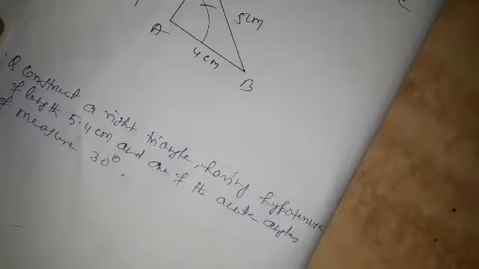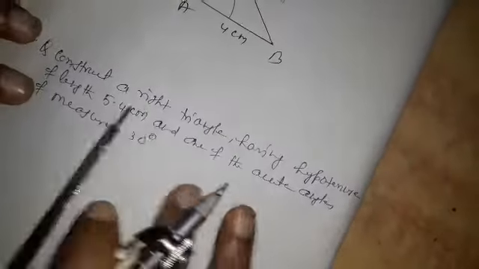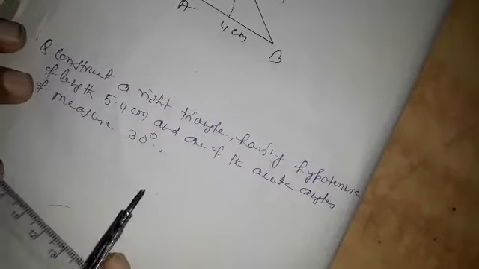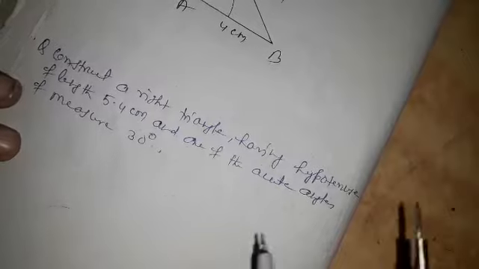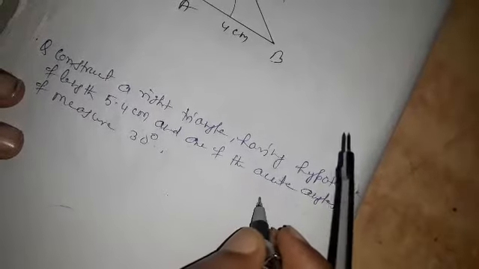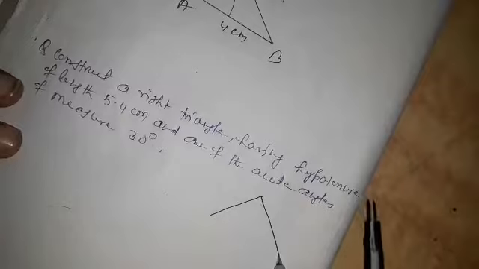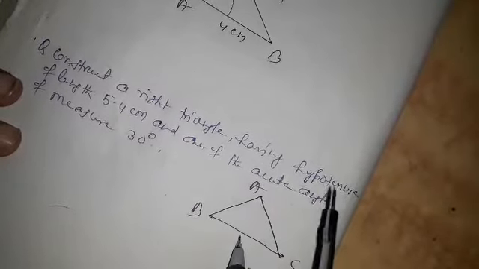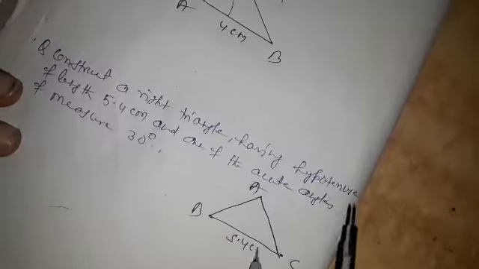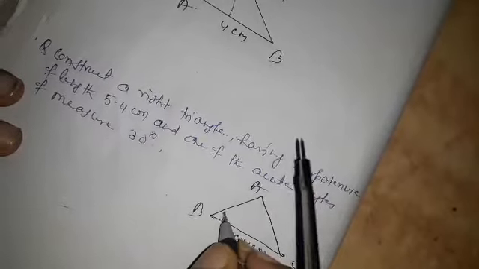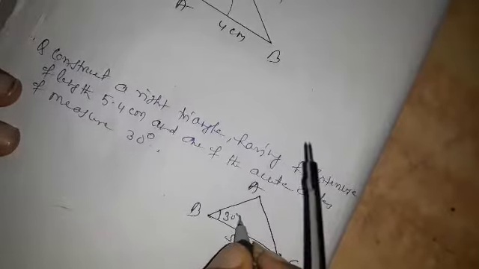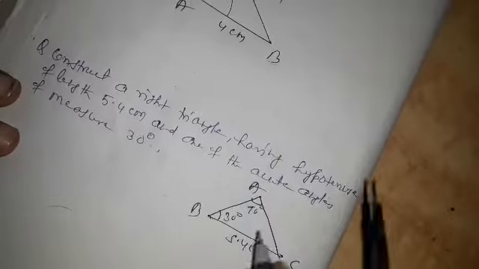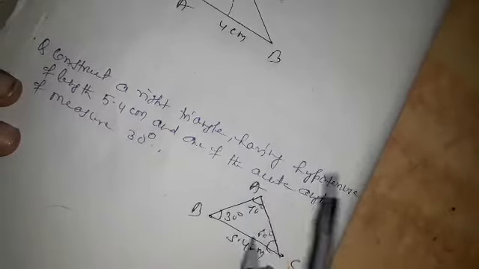Next question is, construct a right triangle having hypotenuse of length 5.4 centimeter and one of the acute angles measures 30 degree. First we draw a rough sketch, taking ABC whose BC is hypotenuse whose length is given 5.4 centimeter and one acute angle is 30 degree and this angle must be angle of 90 degree. Then third angle must be 60 degree.